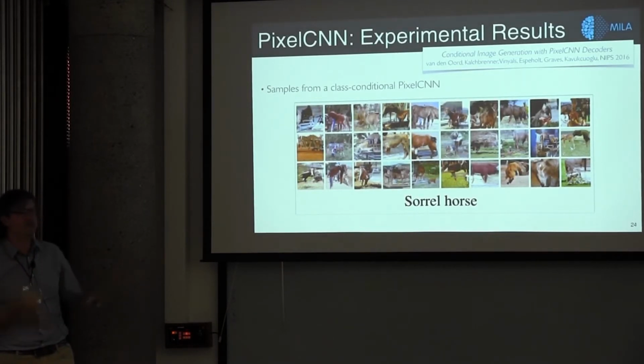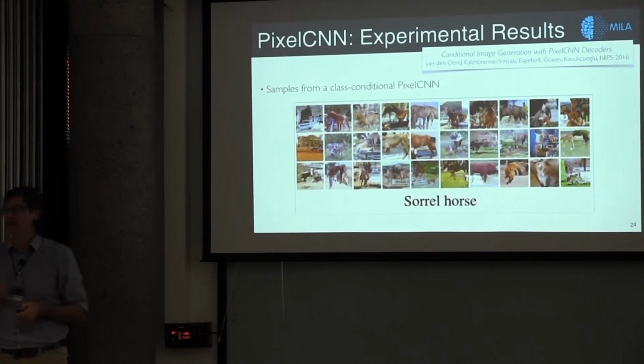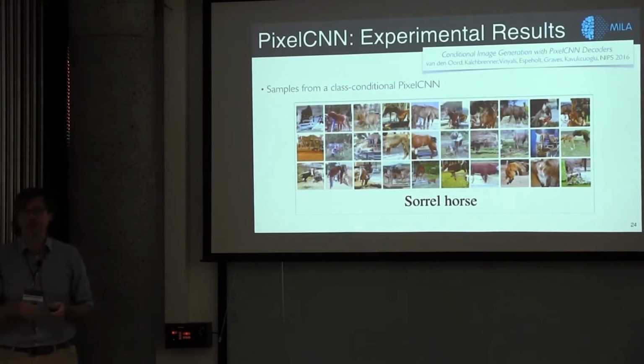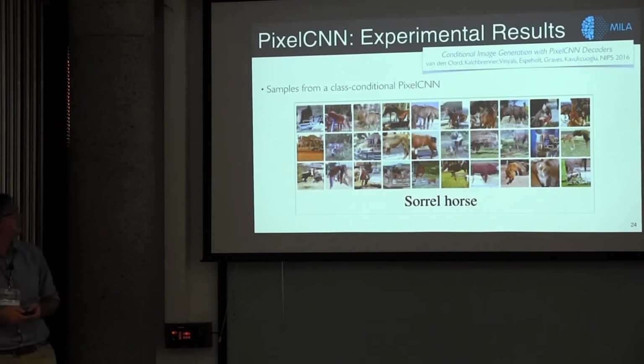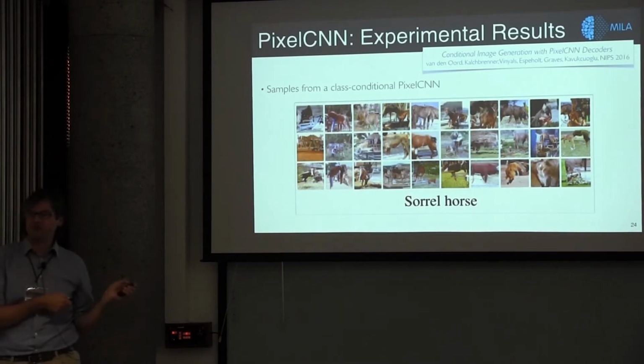And here is a case where they're conditioning. So this is a case where they're building conditional models. The model, while it's training, is aware of the class label. And then you can go and say, generate images that look like sorrel horses. And it will generate images like this. At the time, these were very impressive images.